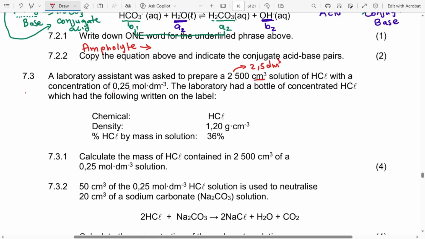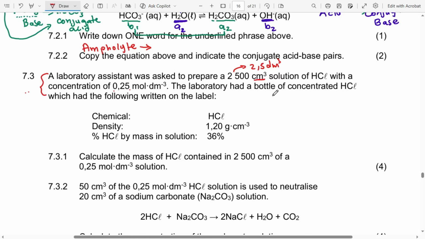So the lab had a bottle of concentrated HCl, which had the following written on the label: the chemical, that's HCl, density 1.2 grams per centimeter cube, and then the percentage of the hydrochloric acid by mass in a solution. Guys, let's just assume maybe you don't understand what the statement is saying. There's still a probability for you to collect marks. Okay, so what I'm trying to say is that there's a 99% chance that you collected these 4 marks without understanding what is going on in the statement.